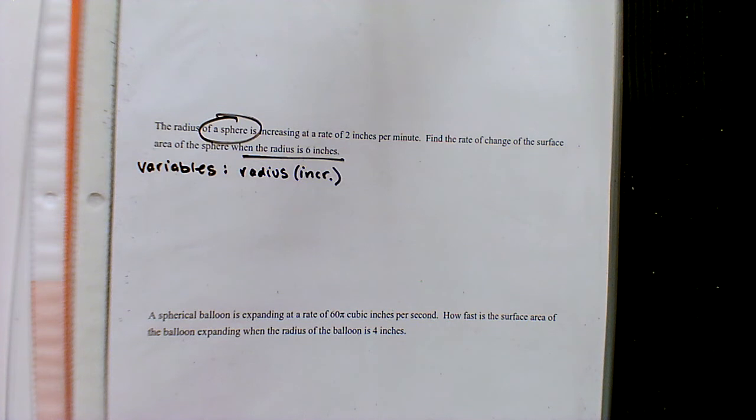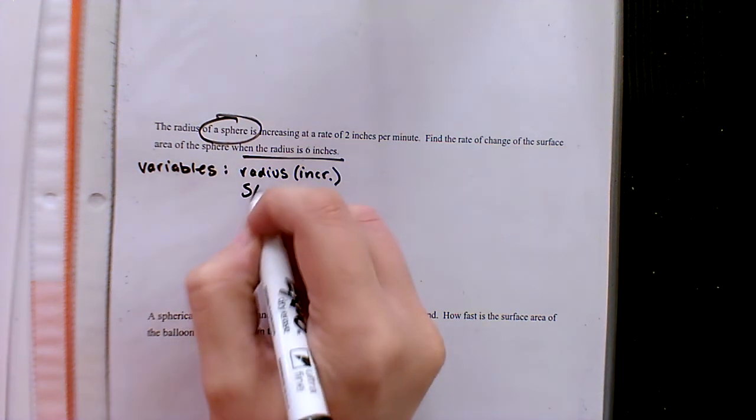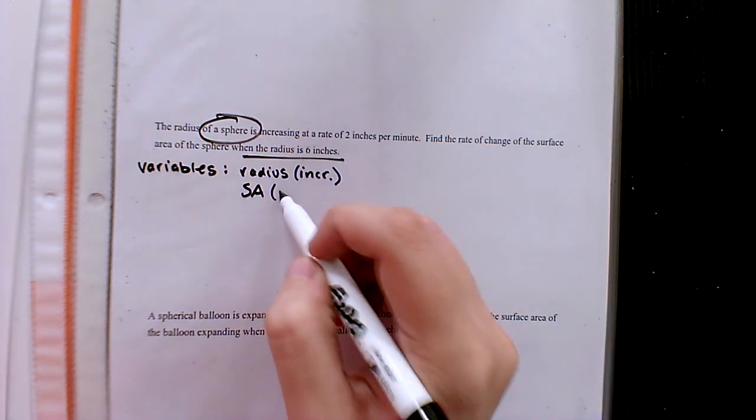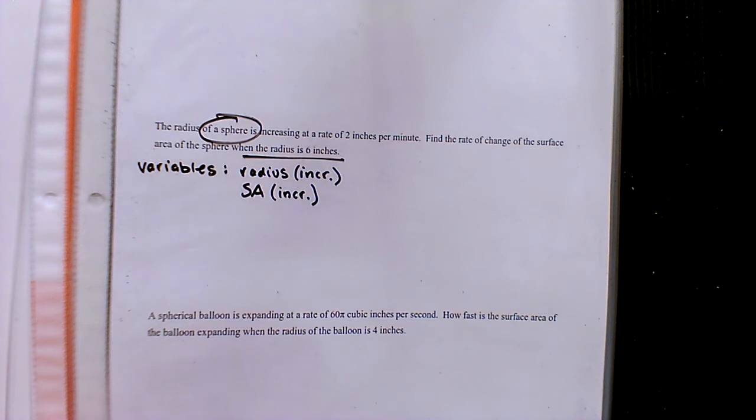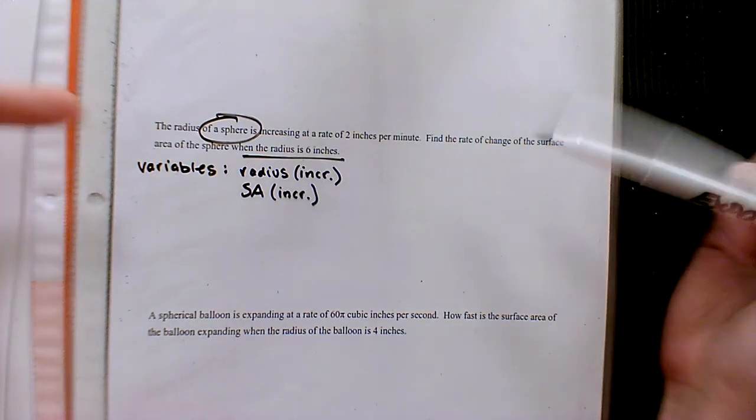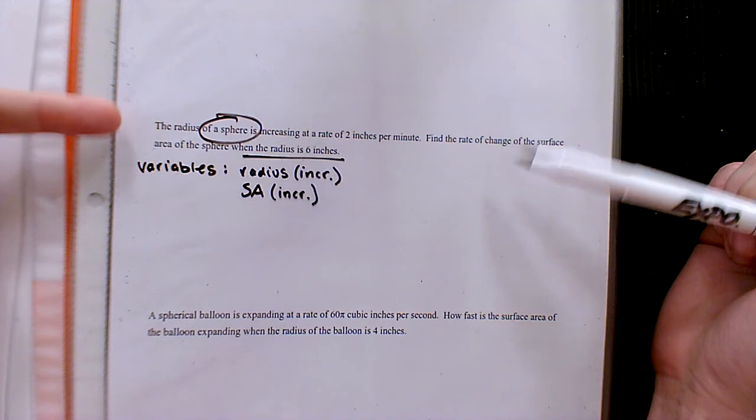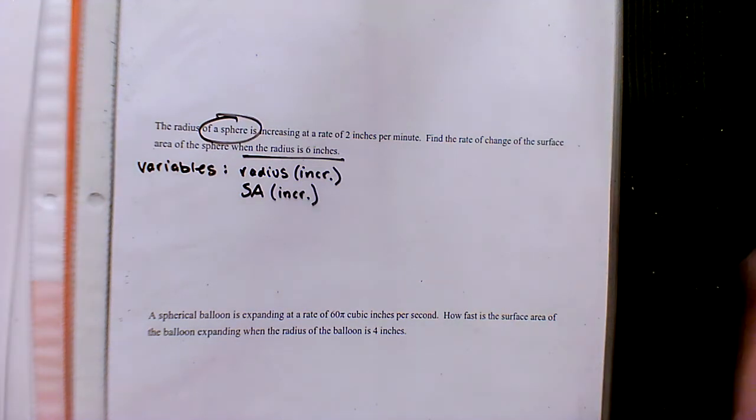Any other variables? Surface area. Surface area, increasing, decreasing, or constant? Increasing. Now, if you read the question, it seems like those are the only 2 variables that we have. We could certainly talk about the volume of the sphere, how much air is in it, but notice how we don't really mention volume or a cubic unit. So even though that's a particular variable related to the scenario, it might not be necessary. You can list it if you want to, but don't feel obligated to use it in the problem itself.